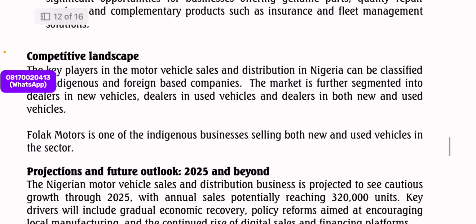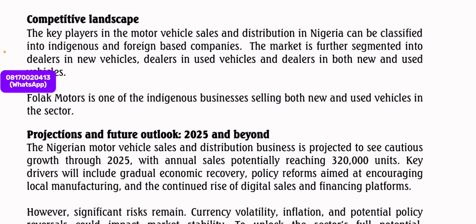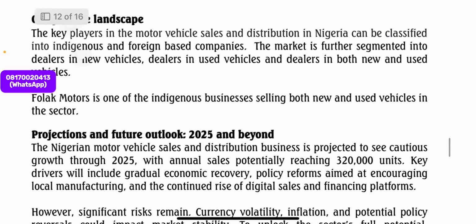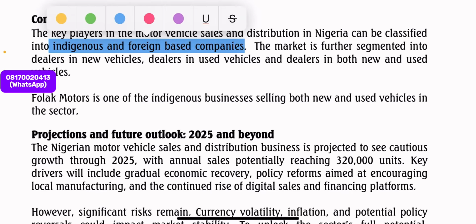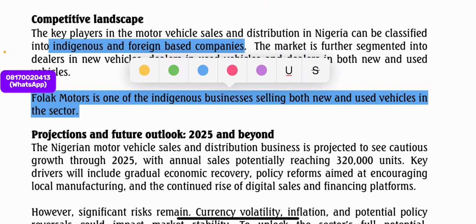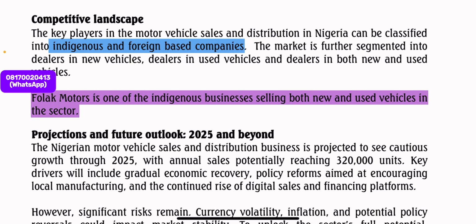Then we have the competitive landscape, where they told us they have indigenous and foreign based companies. You understand? And then they made mention of the fact that Folak is one of the indigenous businesses selling both new and used vehicles. So in this case now, we know what Folak is doing. Folak is selling both new and used vehicles. That's their current business operation now.